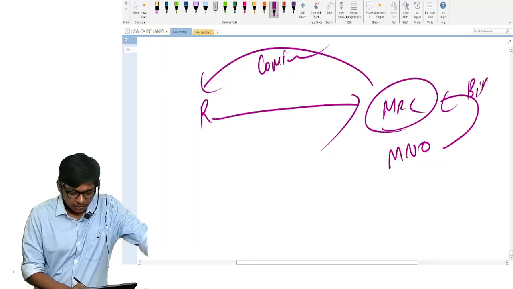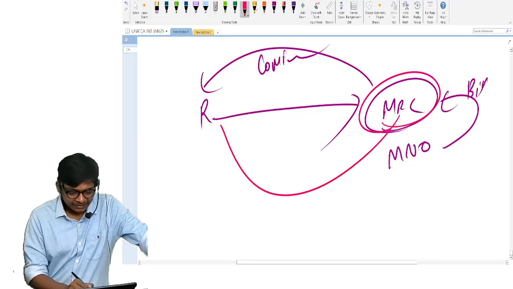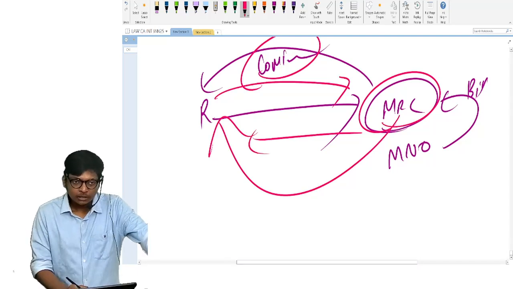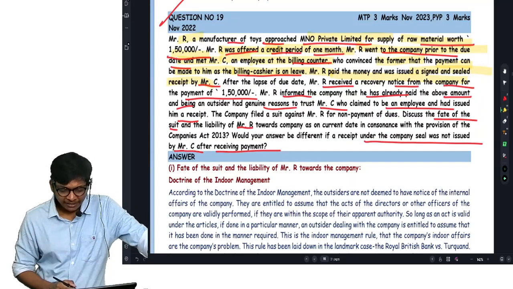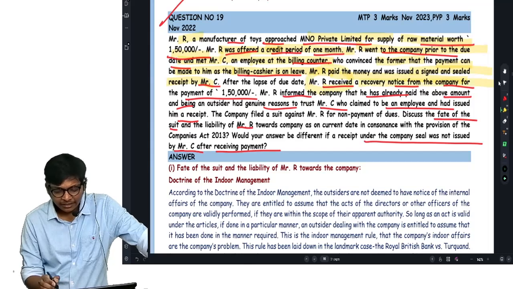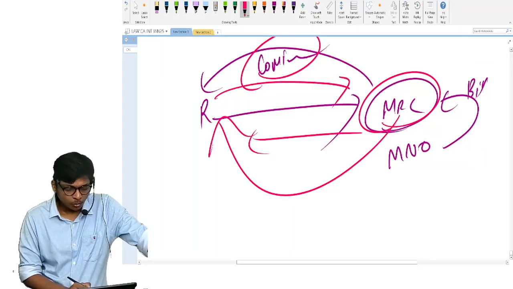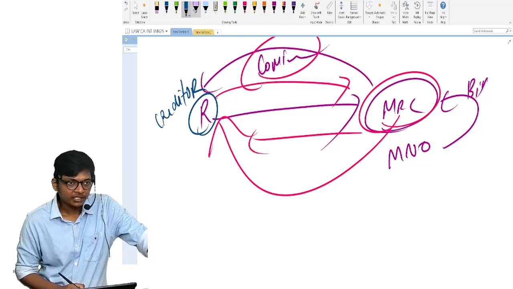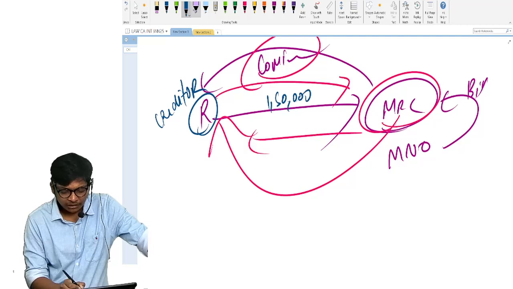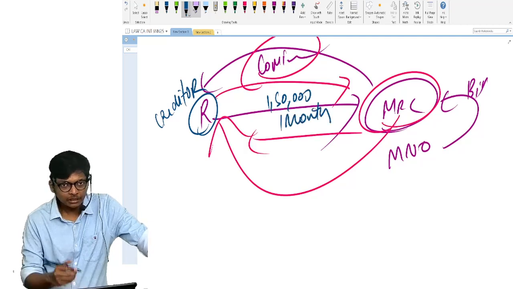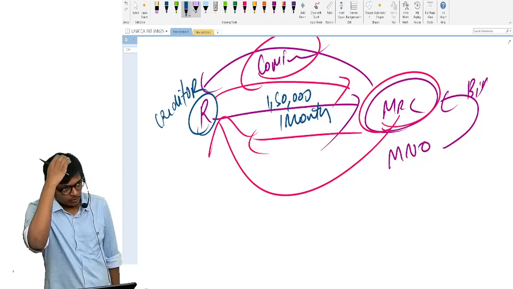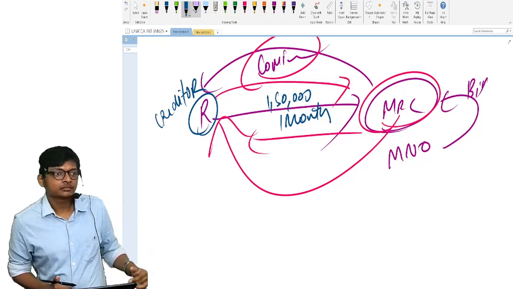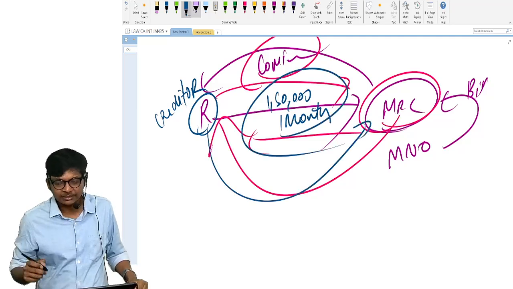That's what happened here. This Mr. C convinced R that you can pay to him. He also gave the receipt. Facts are clear. Now what is happening? R later received a recovery notice for payment of 1,50,000. So basically R is the creditor of the company. He was supposed to pay 1,50,000 after 1 month, but he came a month early. Like with a bank, I took 5 years loan, and I go pay in 2 years, no problem. So he came in advance and he paid this payment.